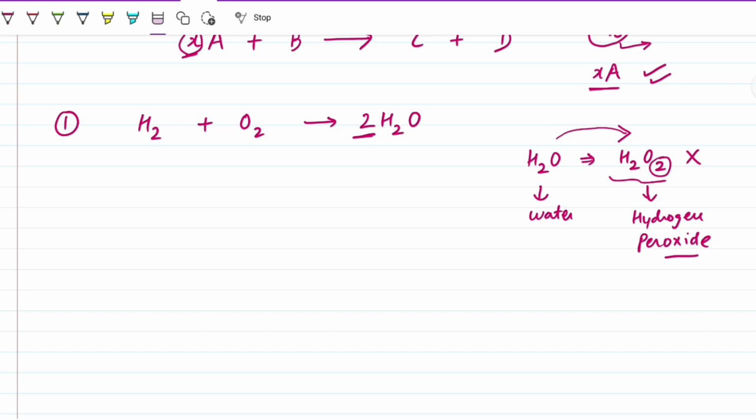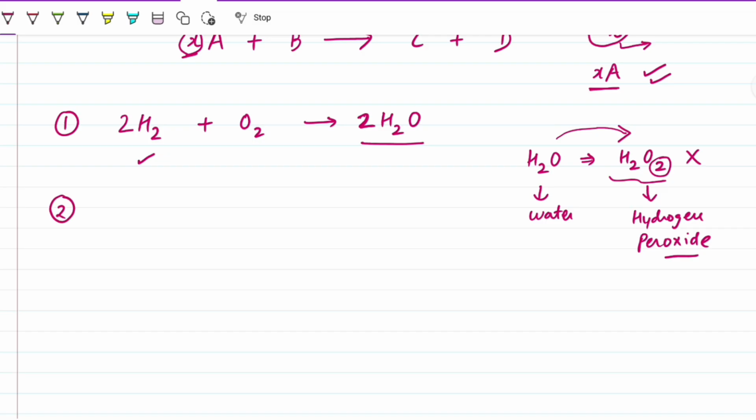So now let us balance this equation again. I have written H2 plus O2. So this is 2H2O. To balance oxygen, I have written 2 here. Now oxygen is balanced. What about hydrogen? Hydrogen is 2, and 2 2s are 4, because H2 is already there, multiplied by 2. On the reactant side, we have only 2 hydrogen, so I will write 2 here. Now this equation is balanced.